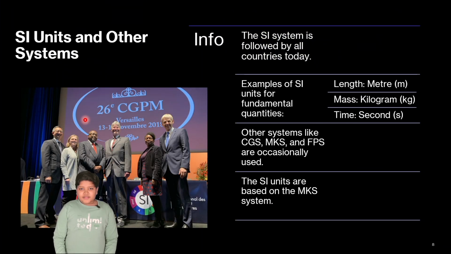The SI system is a globally accepted standard for measurement. It provides consistent units for fundamental quantities like length in meters, mass in kilograms, and time in seconds. While other systems like CGS, MKS, and FPS exist and are sometimes used, the SI system is the dominant one and is in fact based on the MKS system.